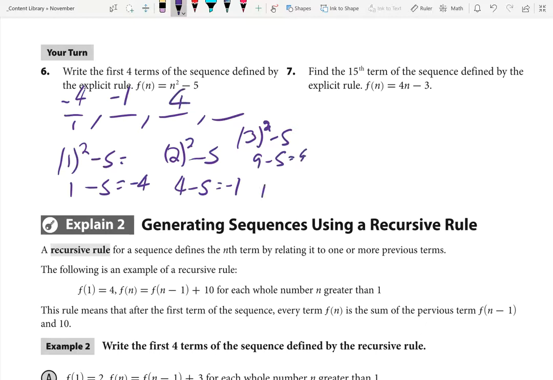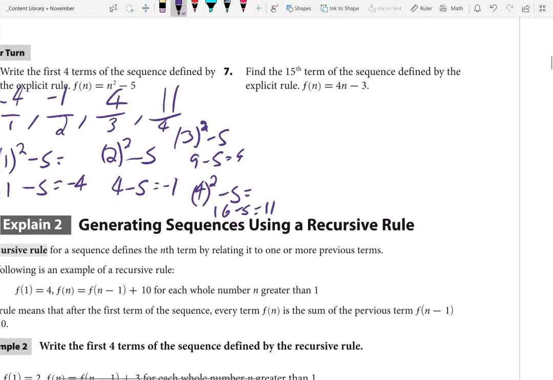And then lastly, if I want to find the fourth term, I'll plug 4 in. So 4 to the second power minus 5. That's 16 minus 5, which is 11. So our fourth term is 11. So there's our answer. Negative 4 is our first term. Negative 1 is the second. 4 is the third. And 11 is the fourth.